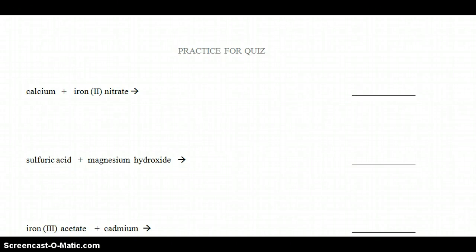Okay, so for this first problem, we've got an element reacting with a compound. The only time that happens is for single replacement. So I can identify my type of reaction as single replacement.